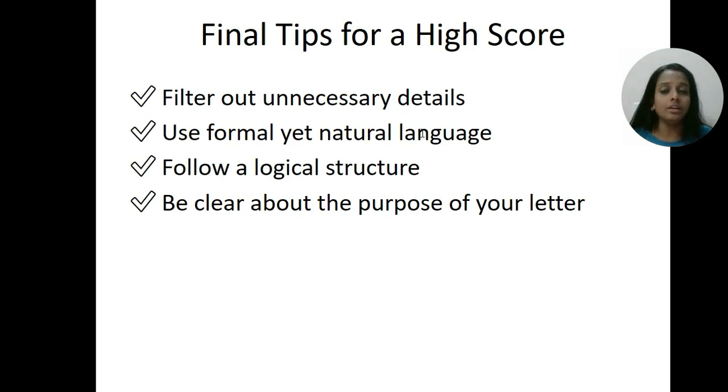And try to be clear about why you are writing, because the reader should understand your letter in 10 seconds. And that's it, guys. If you follow this structure, you will definitely improve your OET writing score.